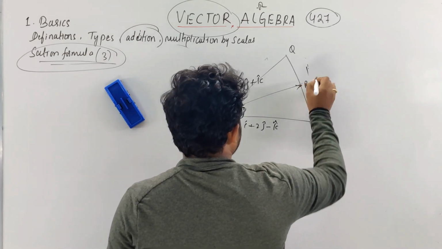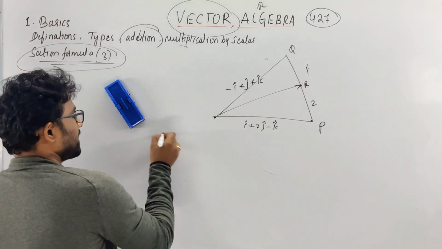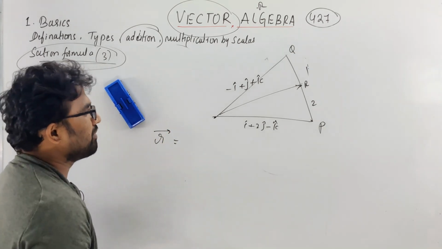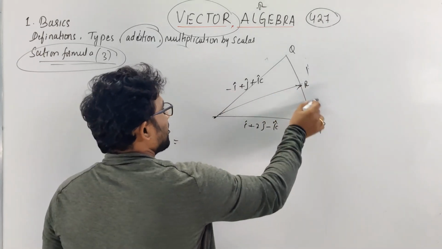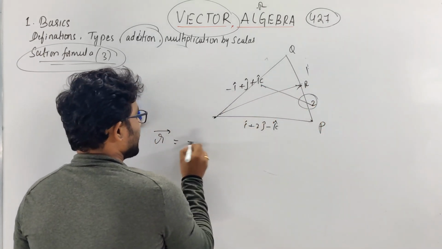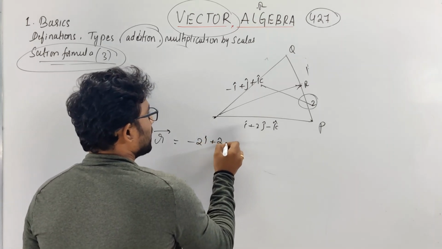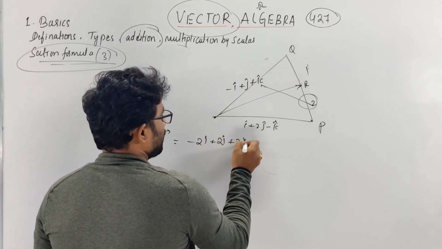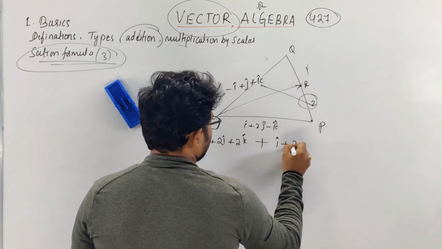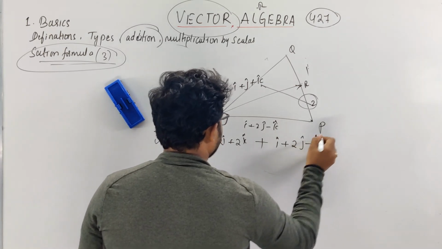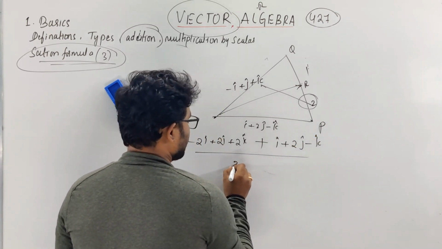So I need to find this value, the R vector. R vector is quite simple. For internal division, it's mb plus na, opposite. Don't forget the formula. Remember opposite: 2 into this, so -2i + 2j + 2k, 2 into that plus 1 into this, same. Divided by 2 plus 1, 3.